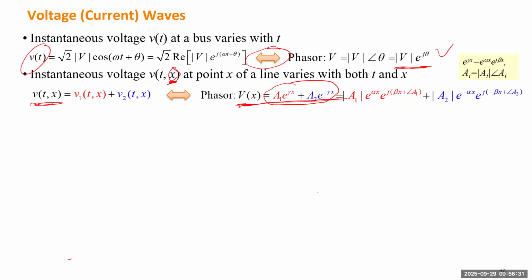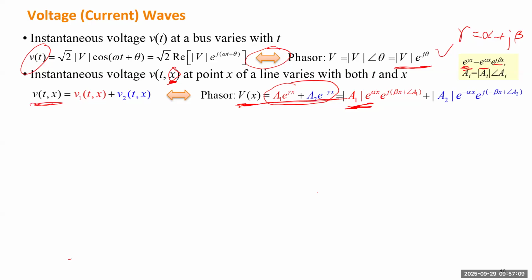So we have two items. The first item, the magnitude, will be the product of the magnitude of A1 and the magnitude of e^(gamma x). So e^(gamma x), where gamma is equal to alpha plus j beta. So e^(gamma x) will be e^(alpha x) multiplied by e^(j beta x), where the exponent is j beta x.